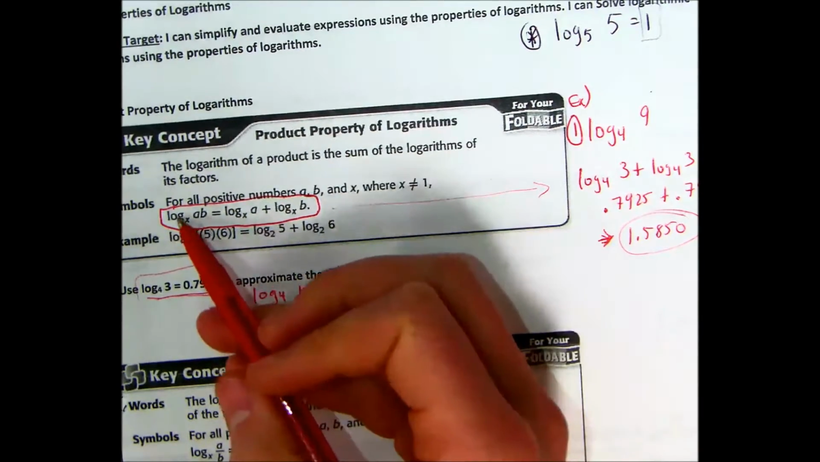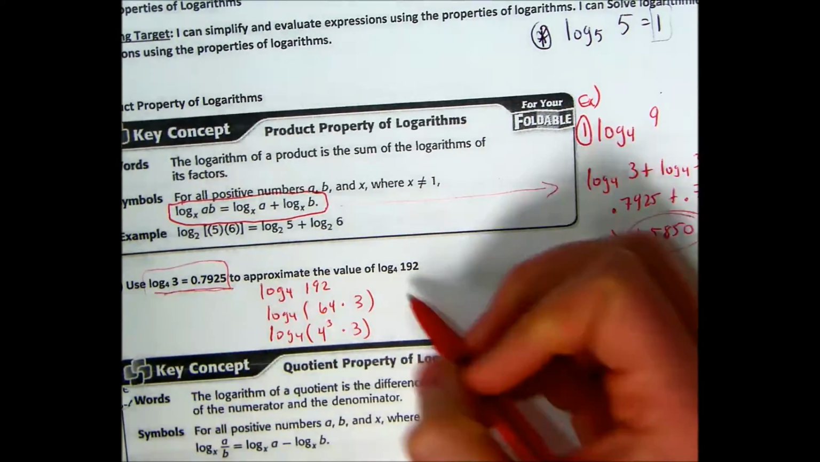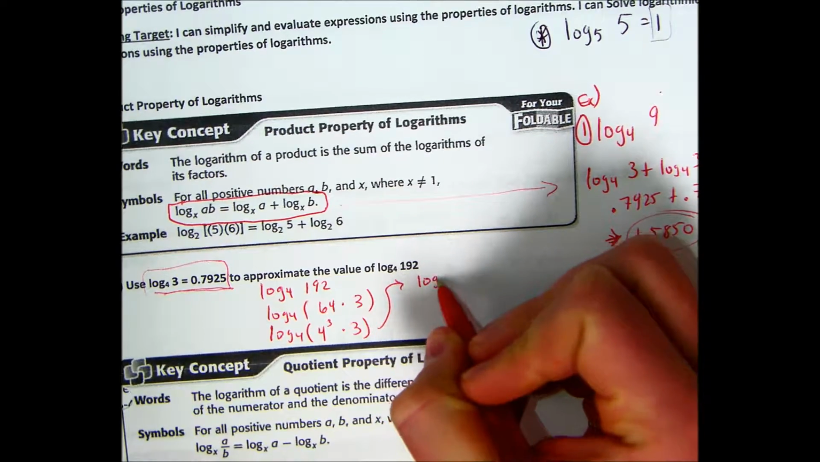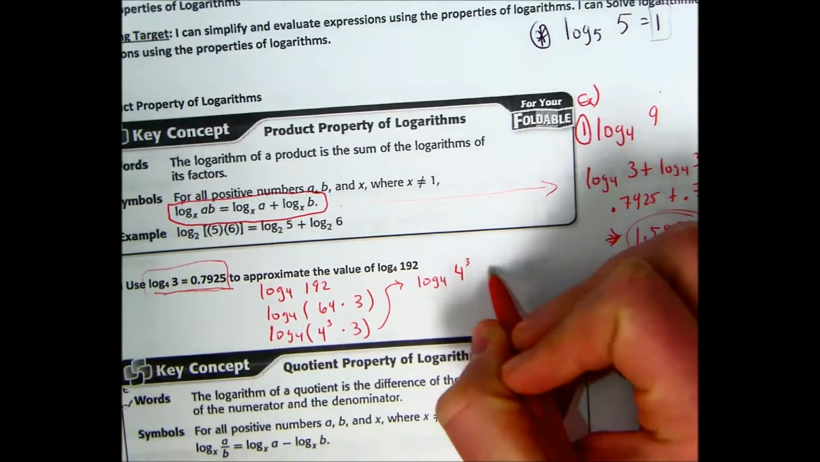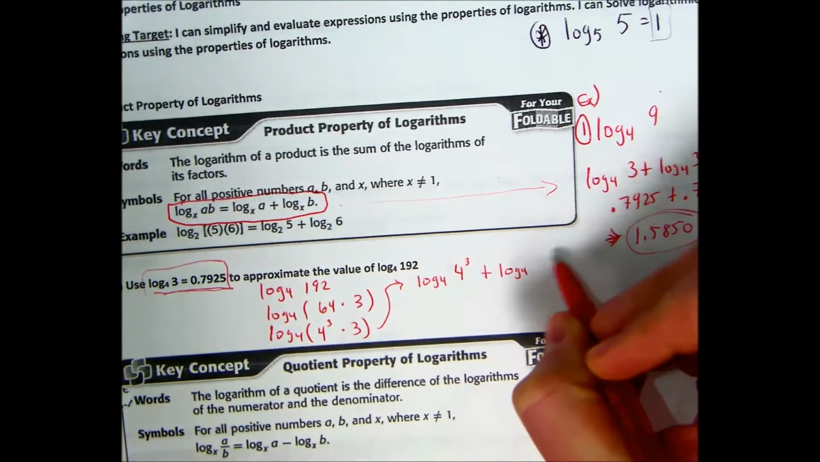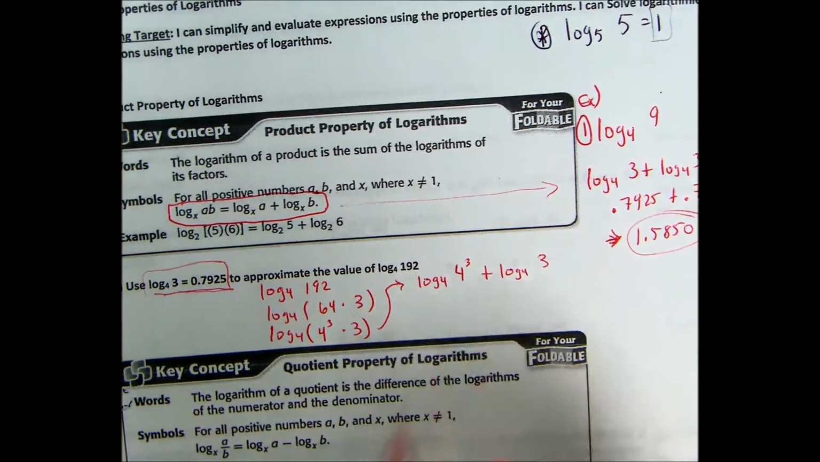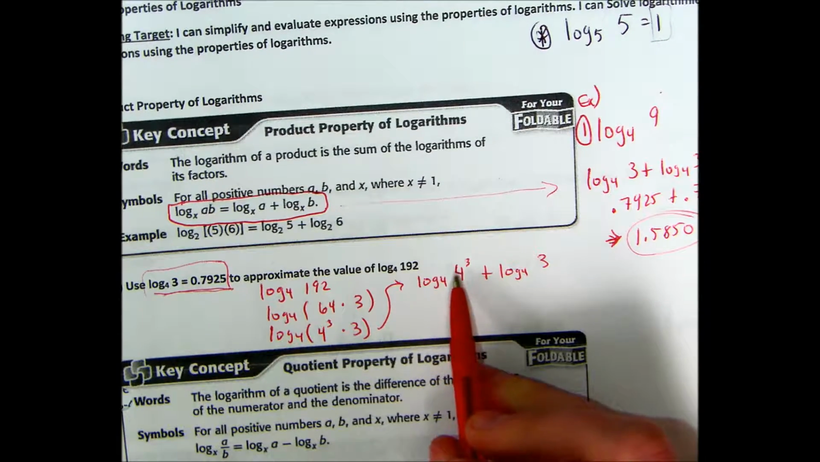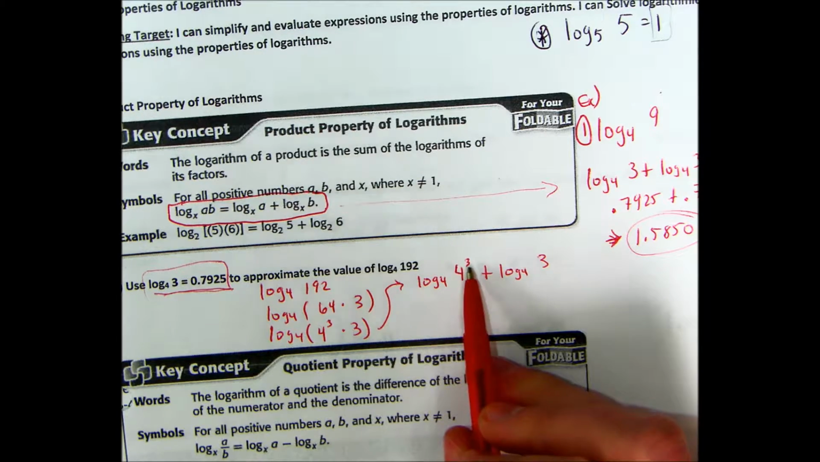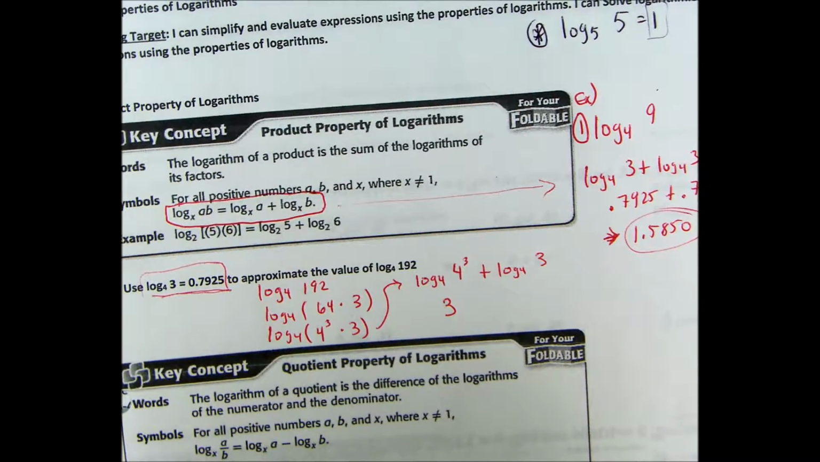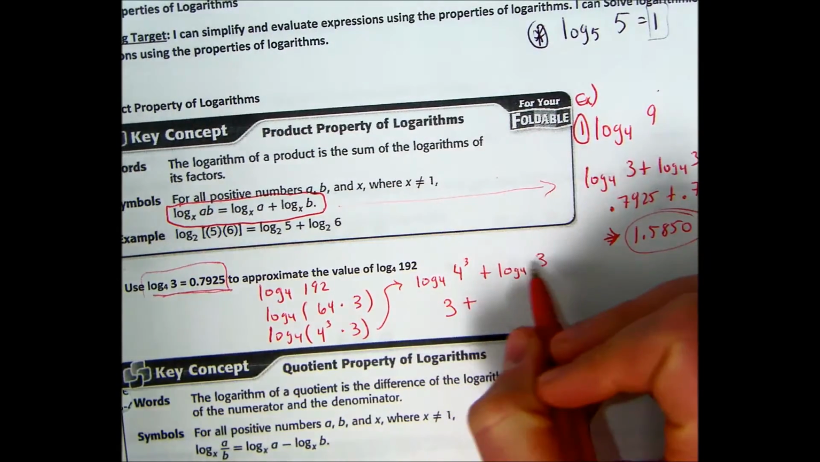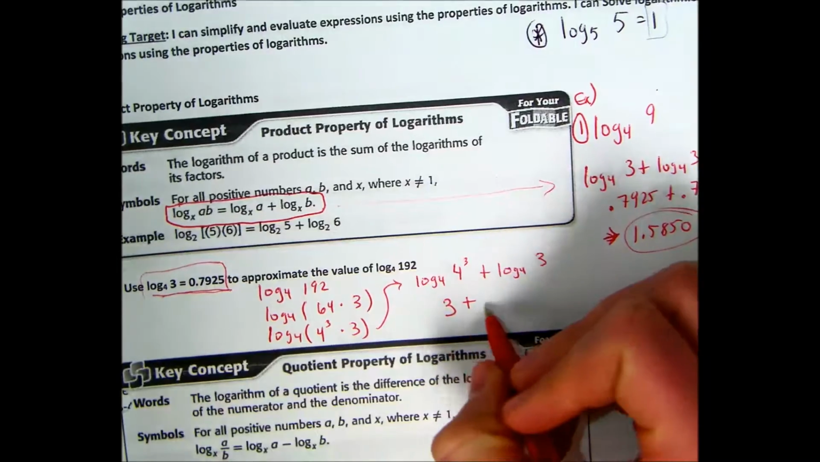And our next step is log base 4 of 4 cubed plus log base 4 of 3. Now log base 4 of 4 here is just 1 times 3 then is 3. And then plus, we know what this is, 0.7925. So our final answer is 3.7925.